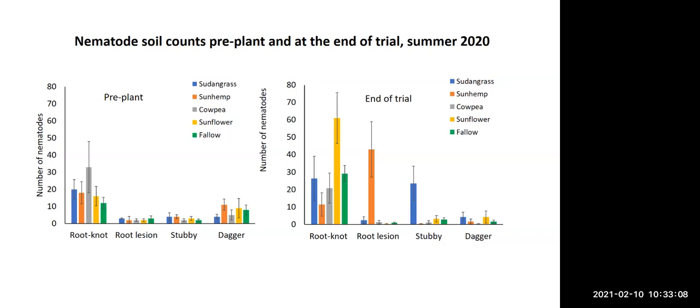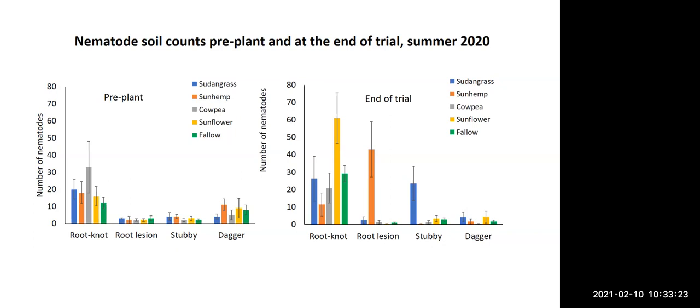So it did show some galls, but apparently it didn't allow much reproduction of this species or combination of species of root knot nematodes. We still have to ID the species that we have in this field, but it looks like it's a mixed population.